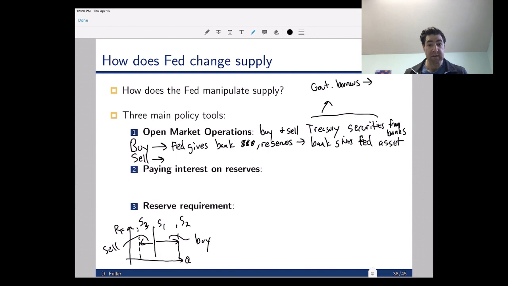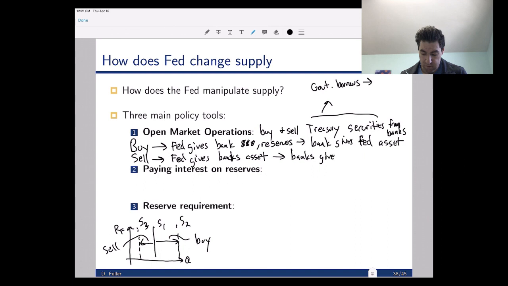So the Fed has these assets, Treasury securities among them, and so the Fed can sell those. The Fed gives banks the asset, the Treasury security, and in return then, those banks have to give the Fed money or reserves in exchange.